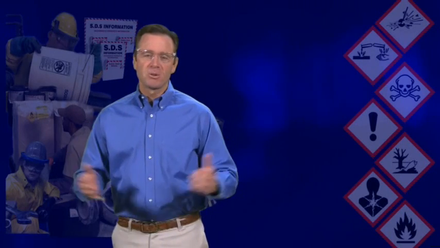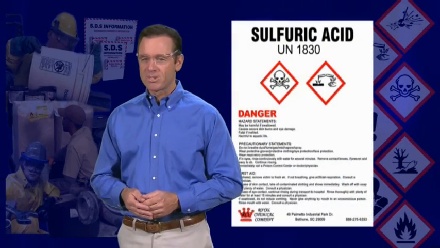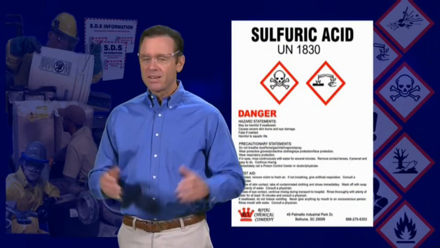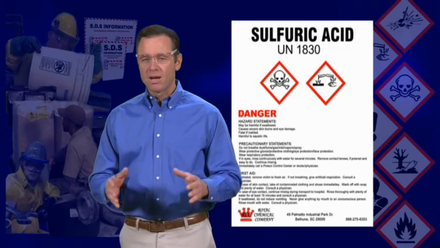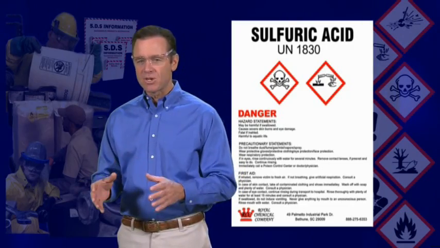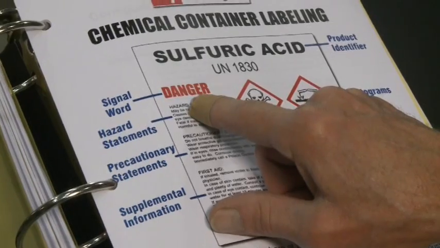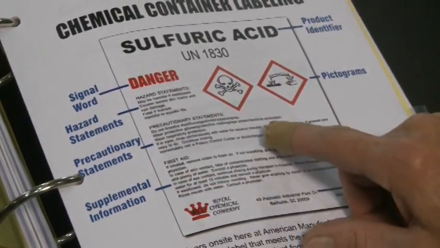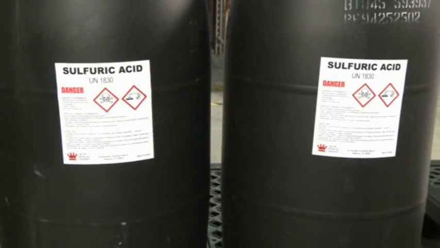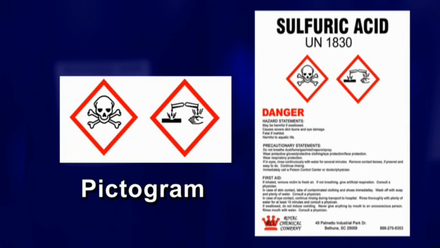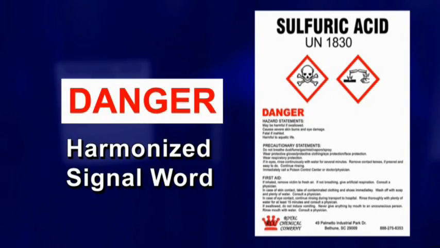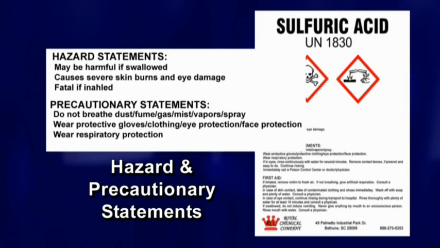The second component of the Global Harmonizing System, which we will discuss, is container labels. Container labels will provide information on the relevant hazard classifications of the chemical. As part of the Global Harmonizing System, chemical manufacturers and importers are required to provide a label that includes a pictogram, harmonized signal word, hazard statement, and precautionary statements for each hazard class and category.